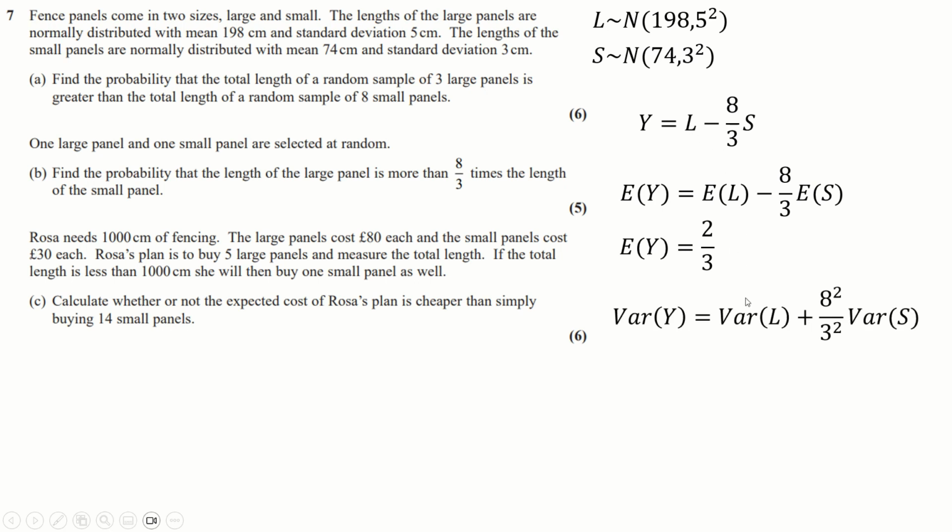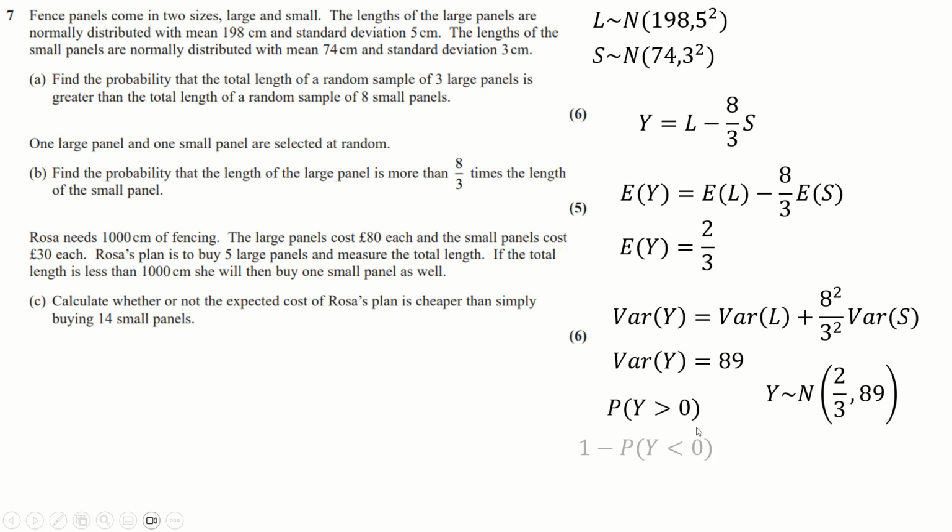So it's just going to be the variance of L, which is 5 squared, 25, plus 8 squared over 3 squared, times the variance of S, which is 3 squared. The 3 squareds will cancel actually, and you just end up with this as our variance. And so therefore, y is normally distributed with 2/3 and then 89 as the variance. And we can just go into a calculator, and we can say probability of y being greater than 0, which is to say this being bigger than that, is of course just 1 minus probability of being less. We can put this in calculator. Remember to do root of 89 as your standard deviation, and you'll get your answer as well.